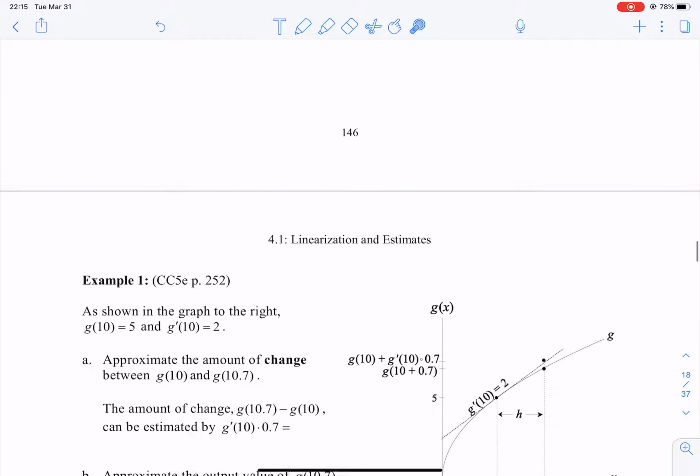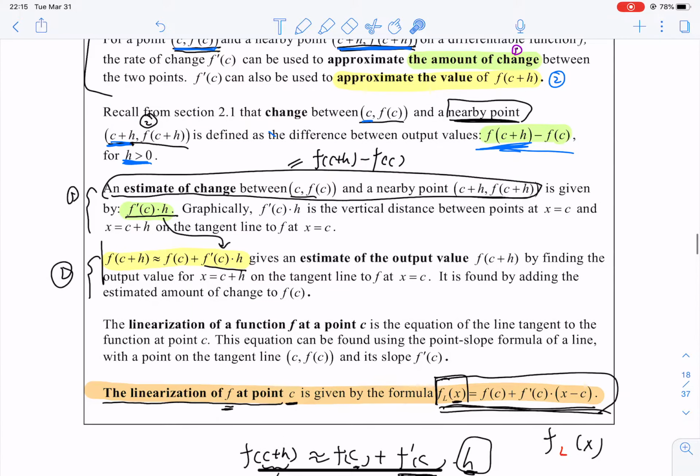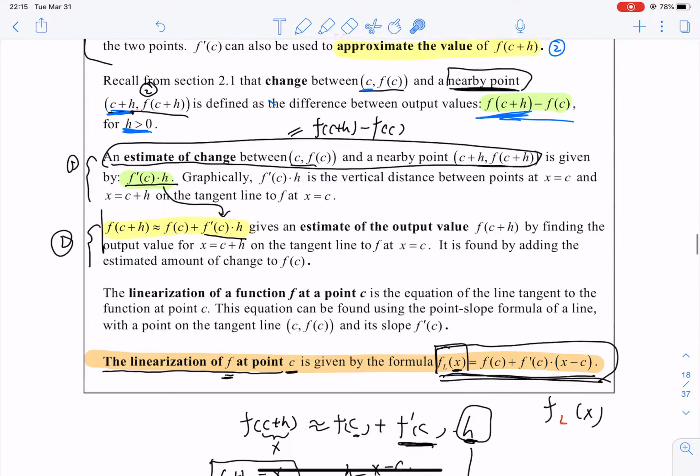This can be estimated. So let's go back to the formula. We use the first one. We can use f prime of c multiplied by h.